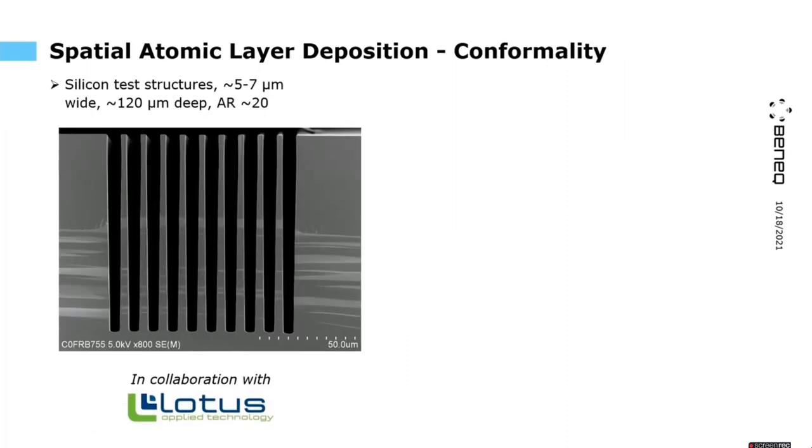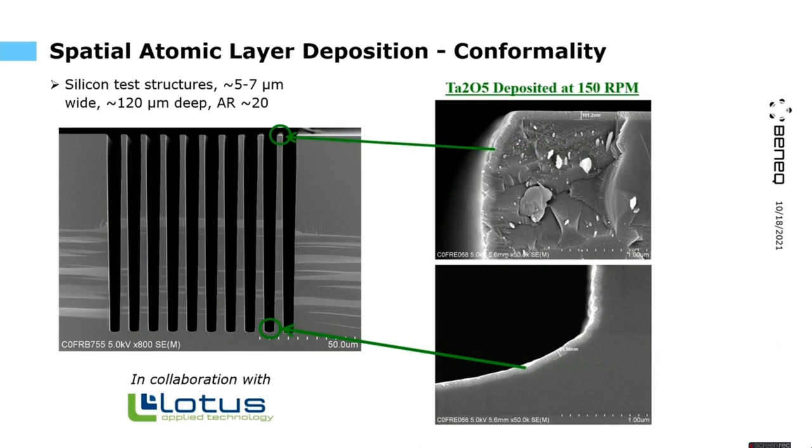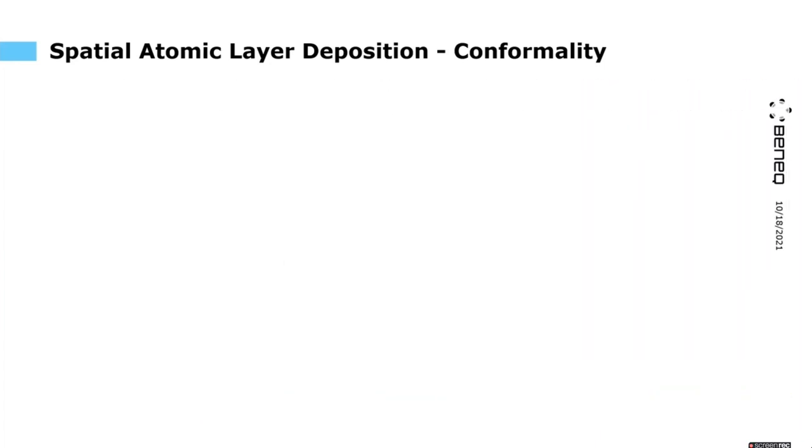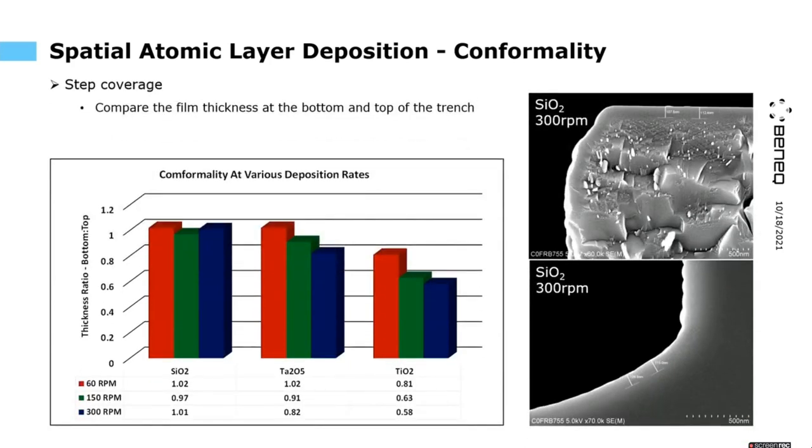We've also studied high aspect ratio structures with this technology, and this example is using a test structure of roughly 20 aspect ratio. So the trench is 120 micrometers deep and 5 to 7 micrometers wide. All these three oxides have been studied, and we have measured the thickness on top and also on the bottom of the trench. And this graph is summarizing the results for silicon dioxide, tantalum pentoxide, and titanium dioxide.